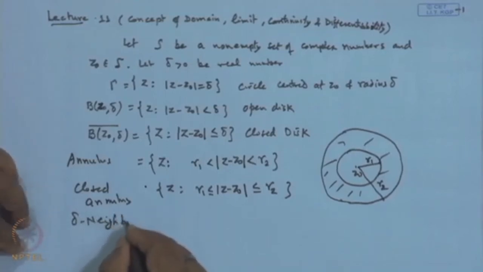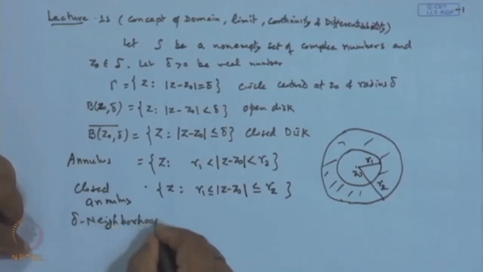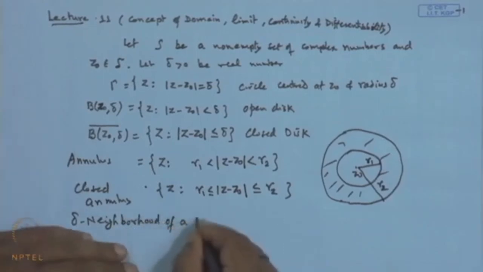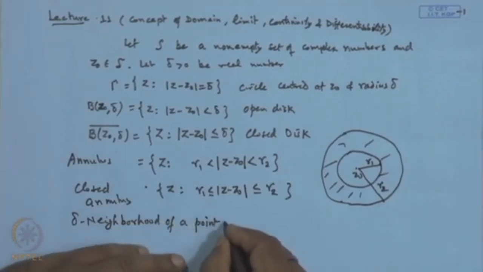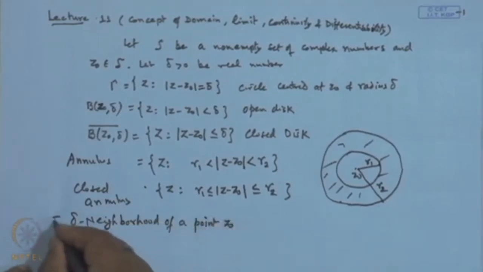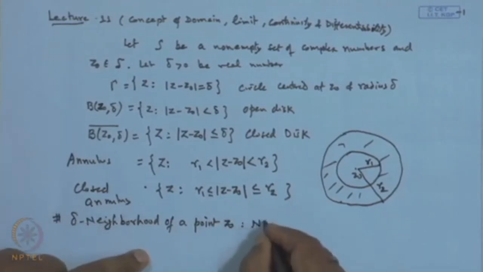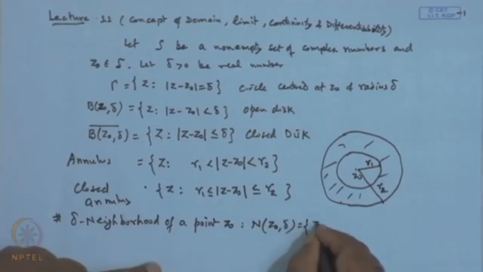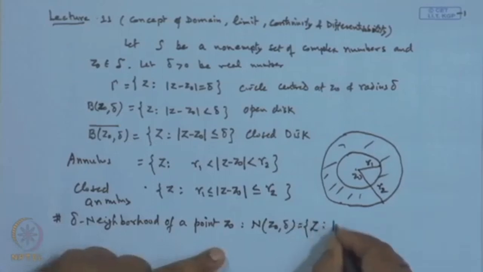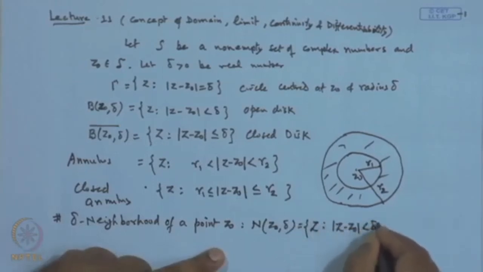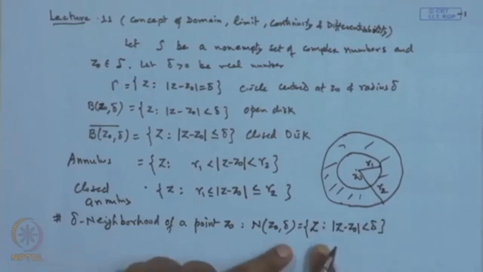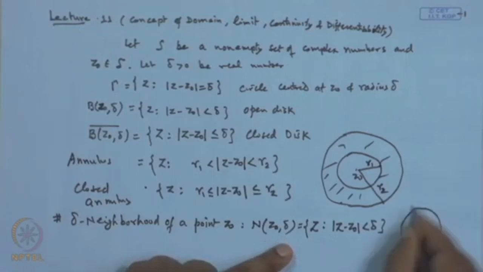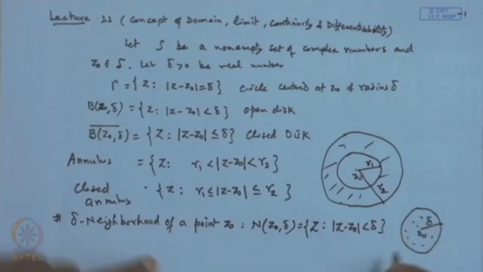Now, the delta neighborhood of a point Z naught, we denote this by N Z naught delta. N is the collection of those complex numbers Z such that mod Z minus Z naught is less than delta. It means we are taking all such points inside a ball centered at Z naught with a radius delta, and this collection of such points we call a neighborhood, or delta neighborhood, of the point Z naught.